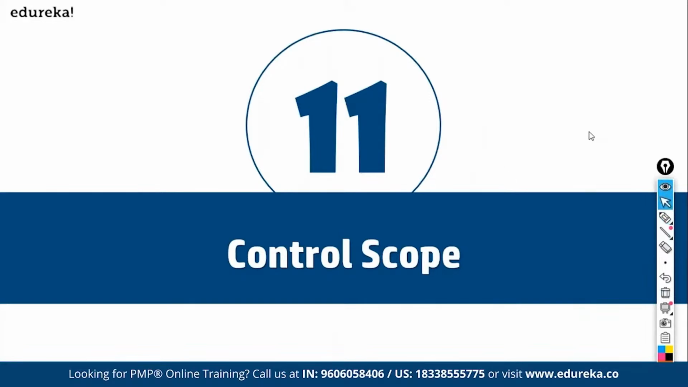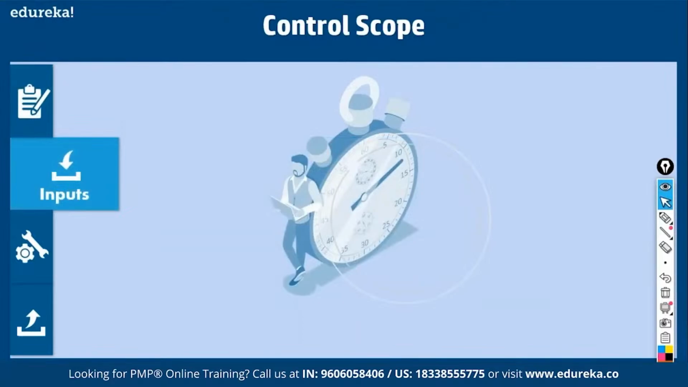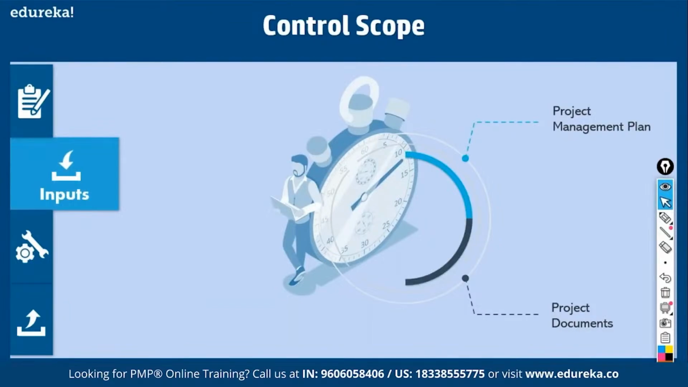Let's analyze this process. It is a process of monitoring the status of the project and product scope. In other words, how much have we delivered? That's all. What are the inputs? Project management plan, within that the scope management plan. Project documents. What are project documents? Requirement documentation. For example, in the month of March, we are doing variance analysis. We should deliver work packages. How much have we delivered? Well, we have delivered only 20.